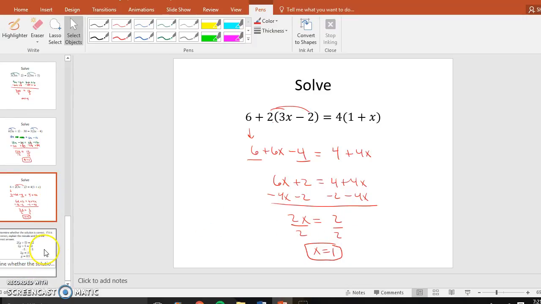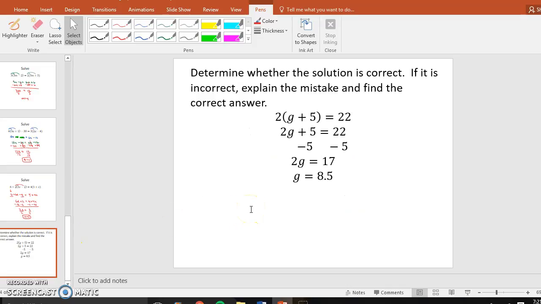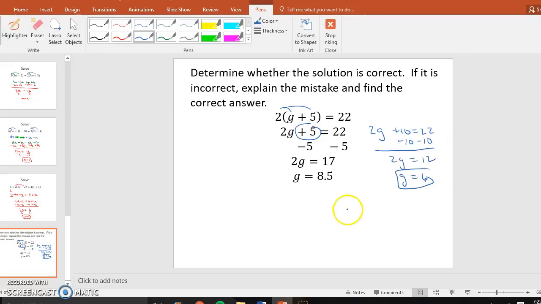All right. And the last one, it says determine whether the solution is correct. If it is incorrect, explain the mistake and find the answer. So if we look here, first thing I want to check is make sure they distributed correctly. So 2g plus 10 right there, there's our mistake, right? That should be 2g plus 10 equals 22. Now I can subtract 10. 2g is equal to 12. G is equal to 6. Okay, so this is incorrect because they did not distribute correctly here.